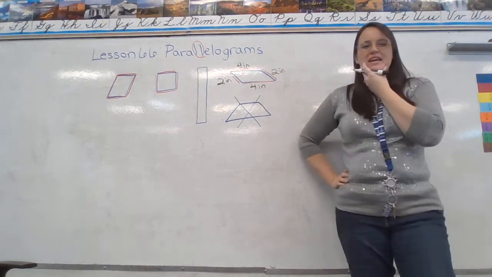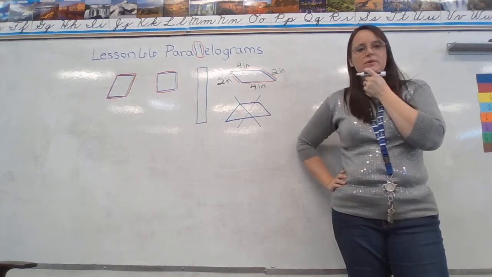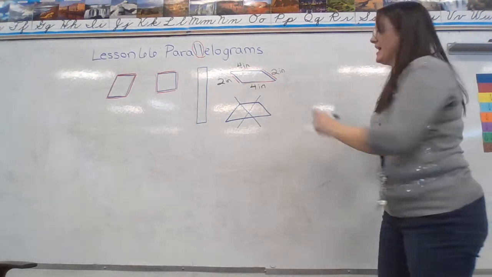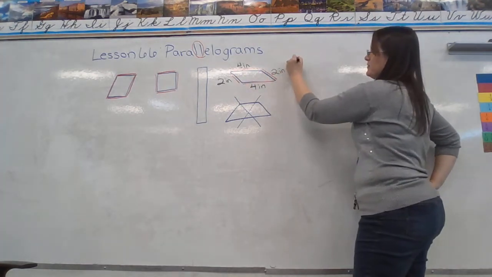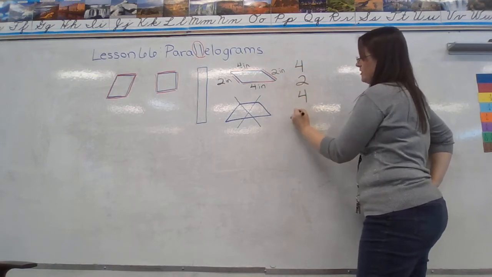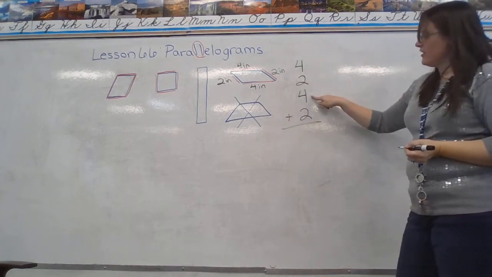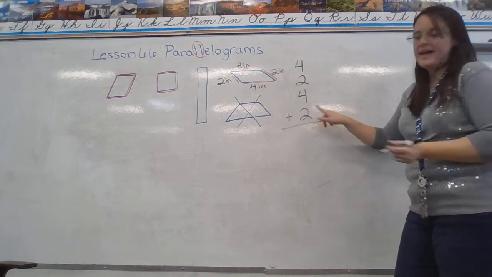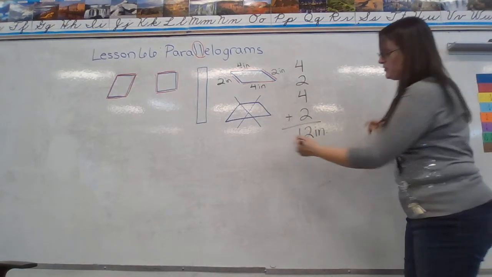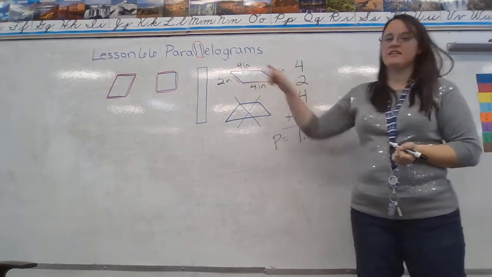So now remind me, how do we find the perimeter of a shape? Oh, right, we add up all the sides. So to find the perimeter here, we would have to add 4 plus 2 plus 4 plus 2. So we've got 4, 8, 10, 12, and my units are inches. So the perimeter, we can write P equals 12 inches for this shape.